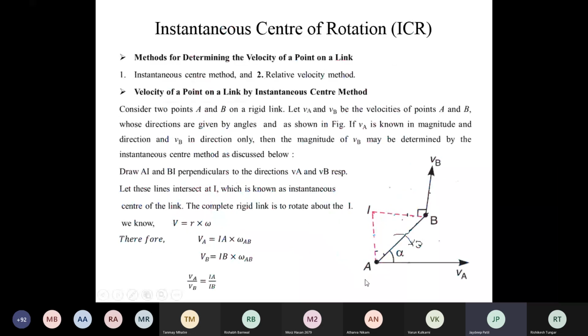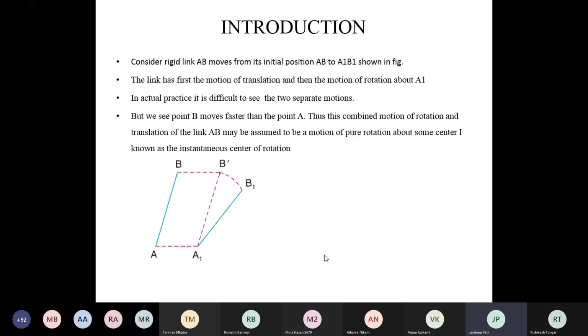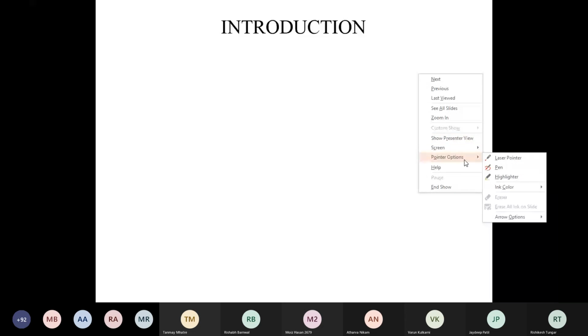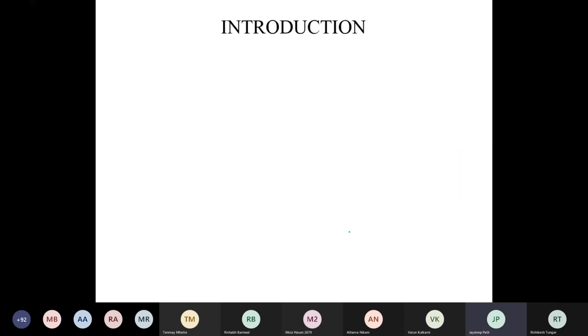Now see, the next one is the method for determining the velocity of a point on a link. Actually, there are two methods. One is the ICR method and the other is the relative velocity method. Method to find the velocity of a point on a link. Now suppose we consider the link AB again. Take down the same link. This is a very important point. This is A and this is B.